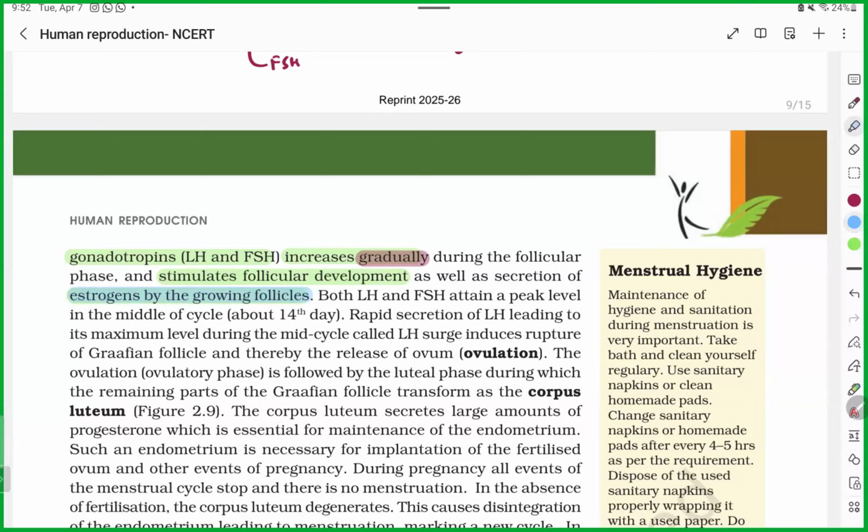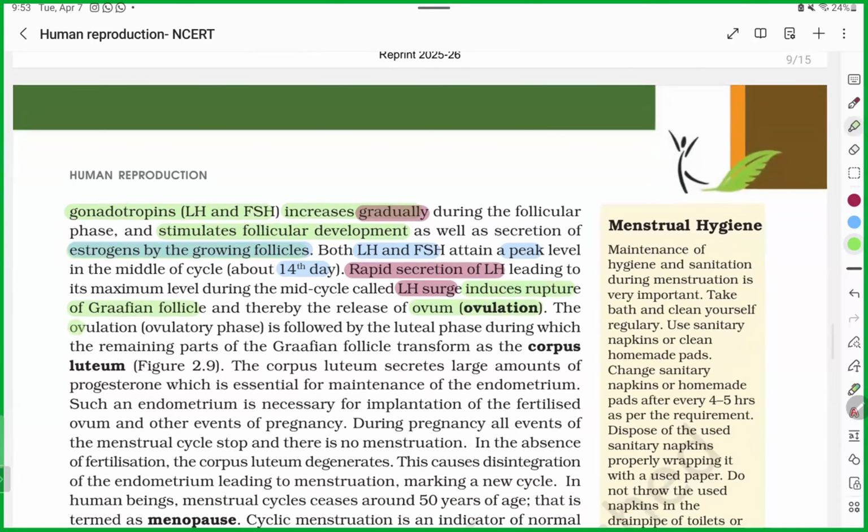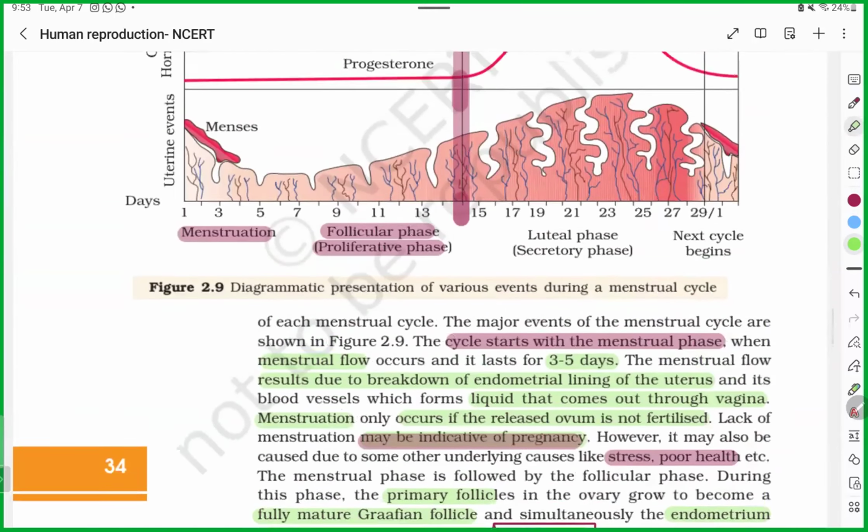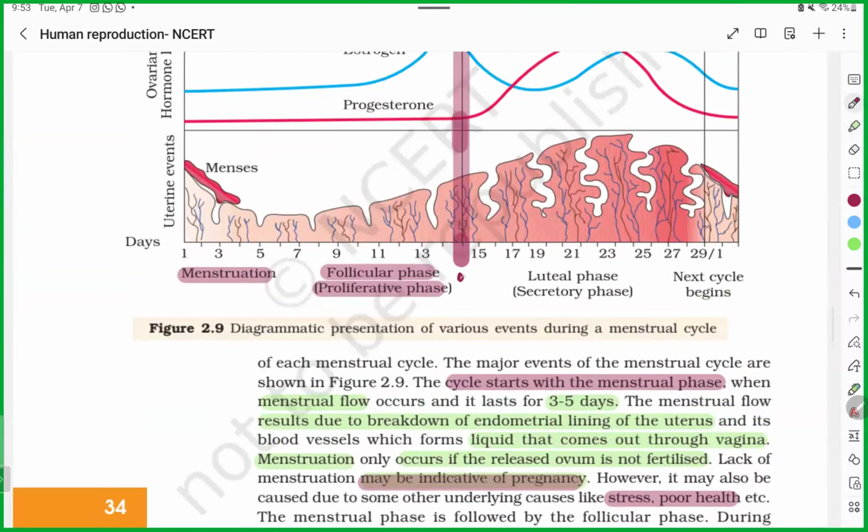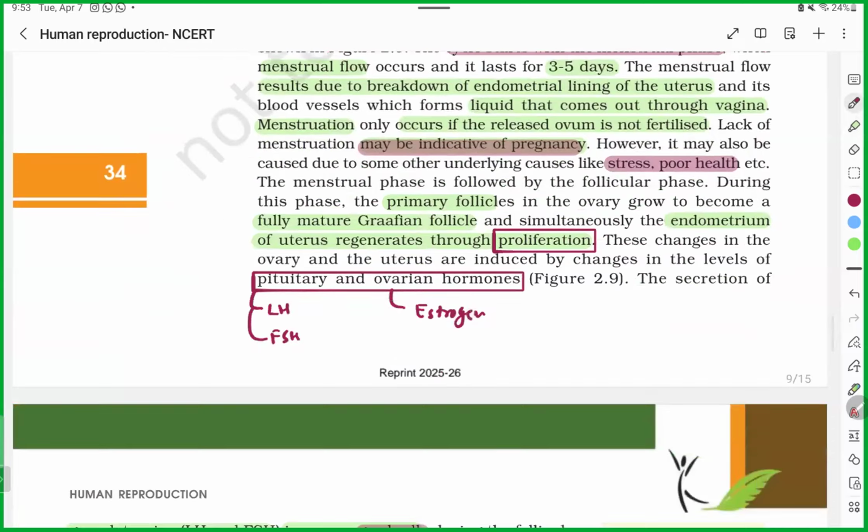The pituitary gland is producing LH and FSH. LH and FSH level will be the maximum in the middle of the cycle. Rapid secretion of only LH will be responsible for the LH surge, and this LH surge is responsible for rupture of the Graafian follicle and ovulation. So what is responsible for ovulation? LH surge. Next, this ovulation will occur in the ovulatory phase, on the 14th day.